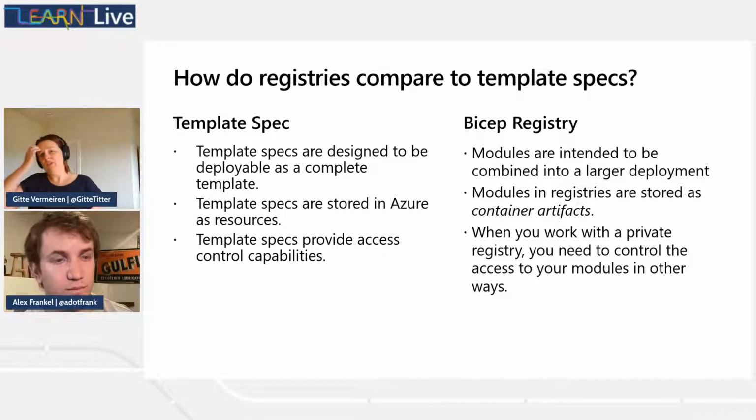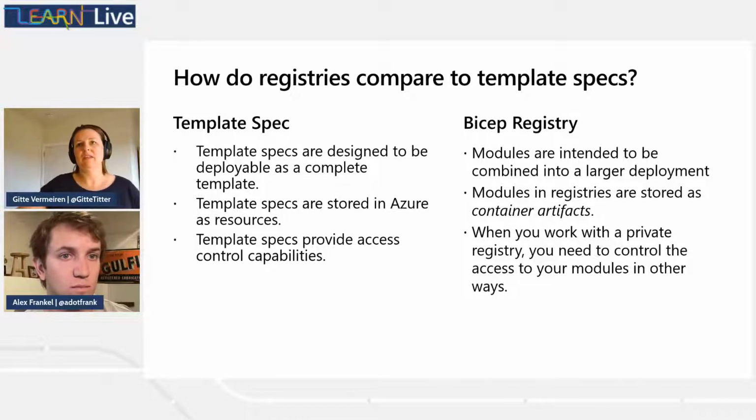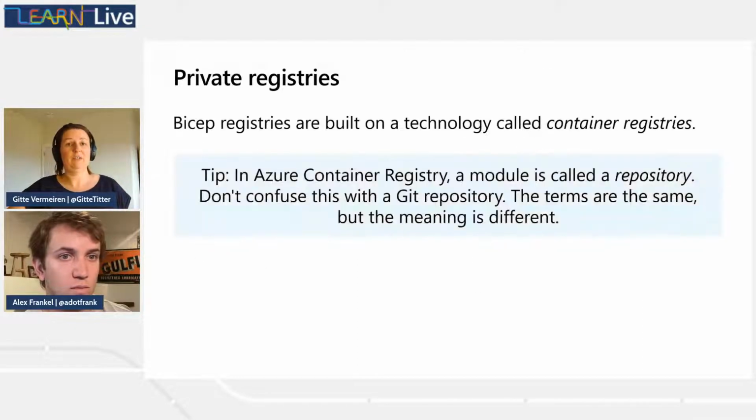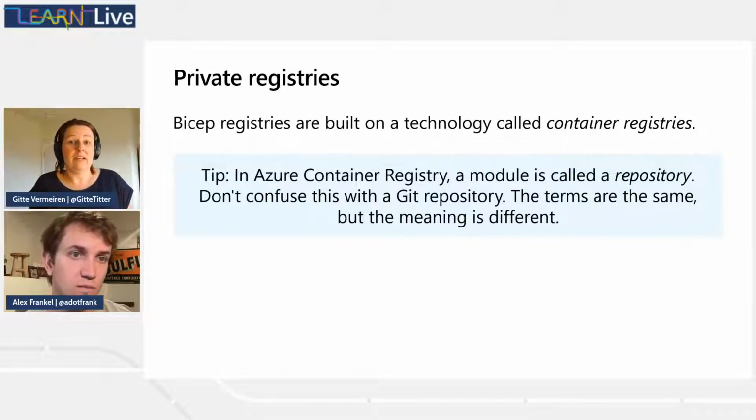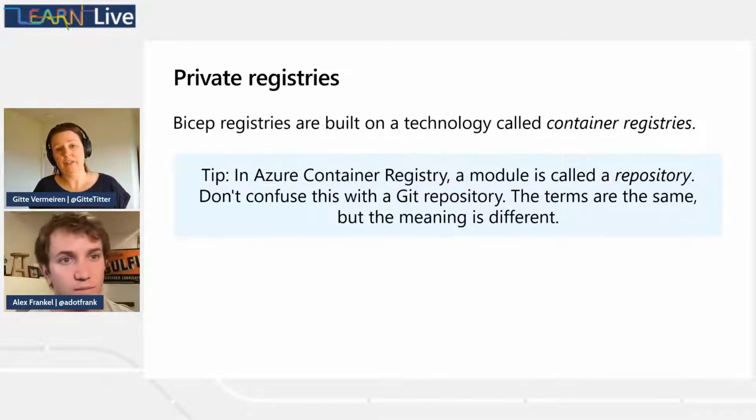Okay. And I also see in the Bicep registry column that we have on the slide, modules in registries can be seen as container artifacts. And that actually brings me directly to the next slide, meaning that when you create a Bicep private registry, this is actually just built on top of a container registry. So an Azure Container Registry that people may know from using Azure Kubernetes Service, or web apps on containers. When they need a container registry, it's the same registry that they'll be using for storing their Bicep templates, right?